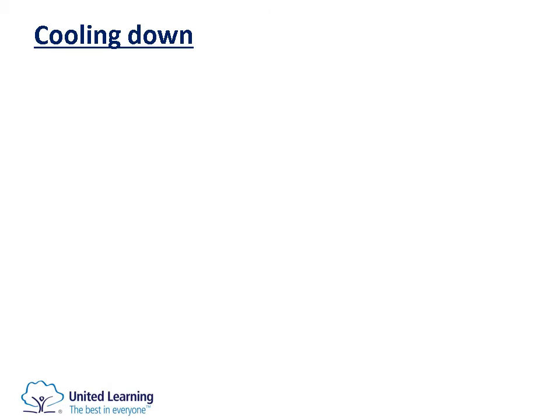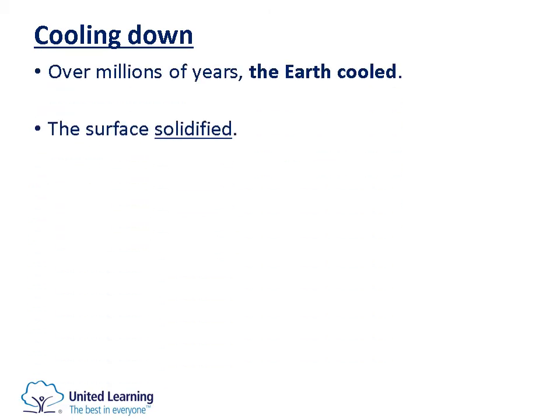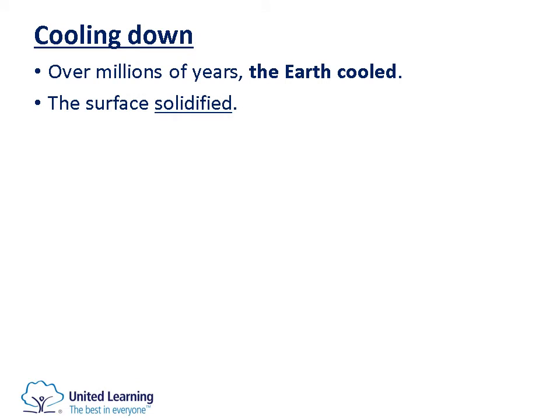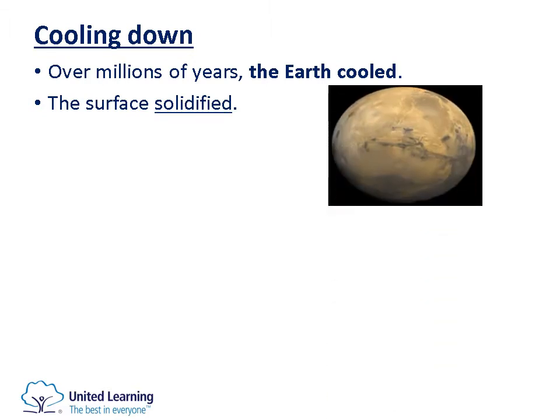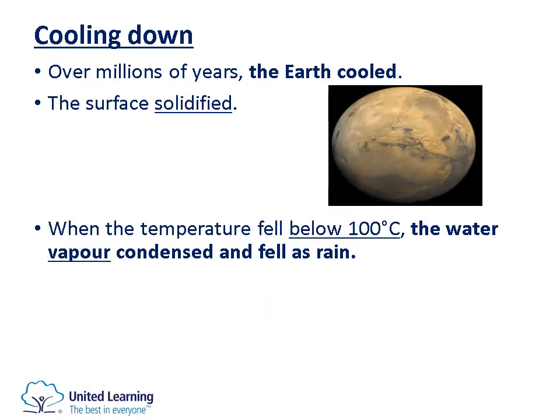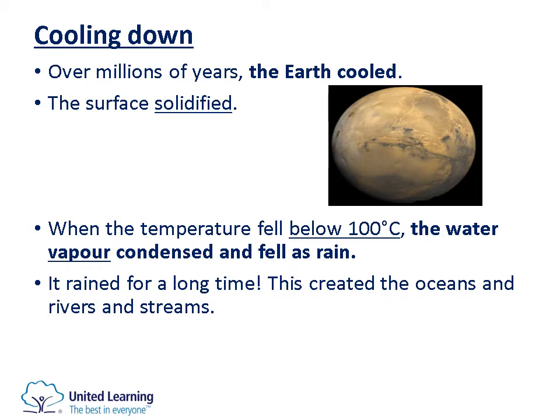So how did that begin to change? The Earth cooled over millions of years, and that's because of fewer volcanic eruptions effectively. The cooling of the Earth allowed the surface to solidify from molten rock to be solid. And when the temperature eventually came down enough, so it fell below 100 degrees Celsius, that allowed the water vapour in the atmosphere to condense, and that fell as rain. It rained for a long time, and what that did is it created oceans, rivers and streams as we know them now.